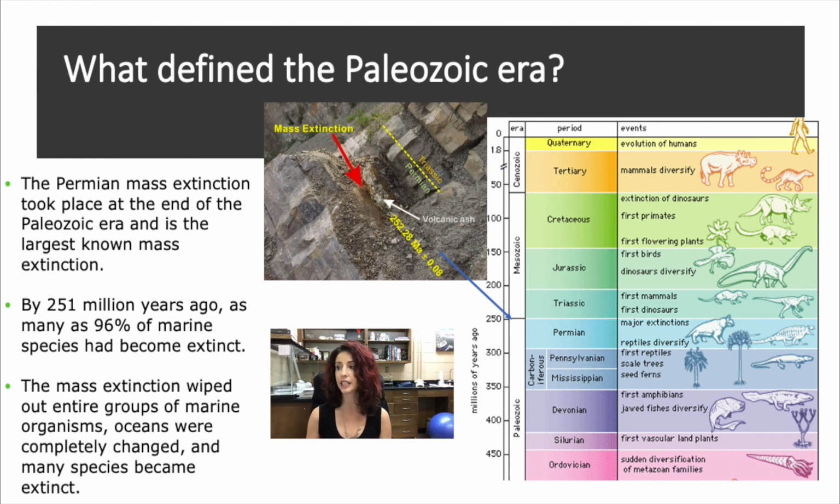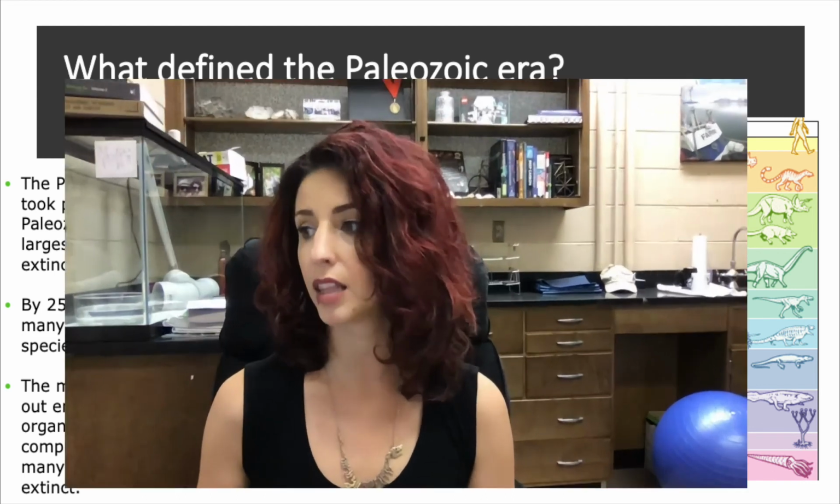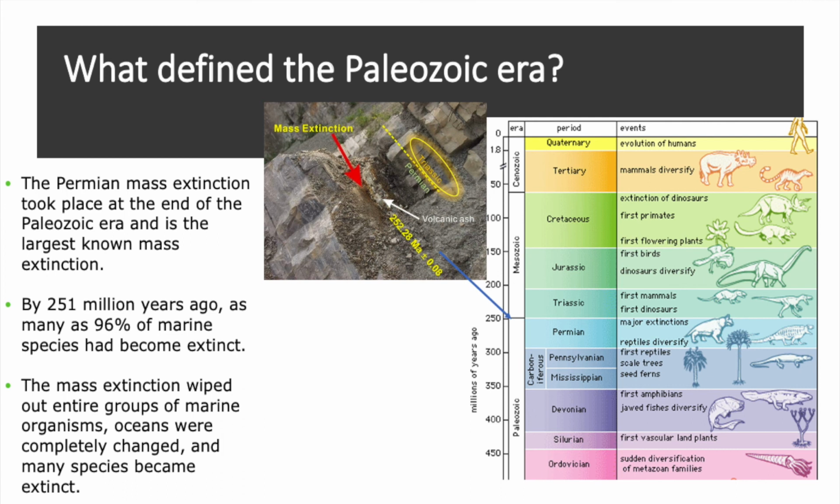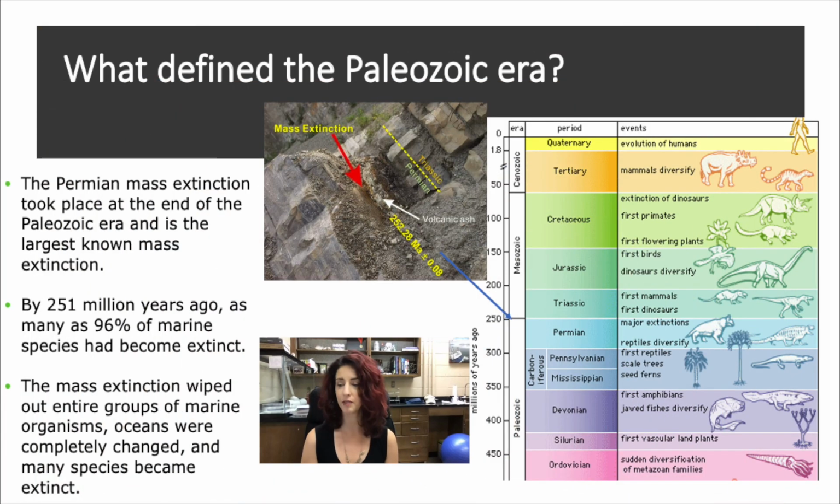And you can clearly see the boundary between the Permian here at the end of the Paleozoic and the beginning of the Mesozoic here with the Triassic. So by 250 million years ago, as many as 96% of marine species became extinct. That's a whole lot. That's nearly all of marine life went extinct in the matter of geological seconds.